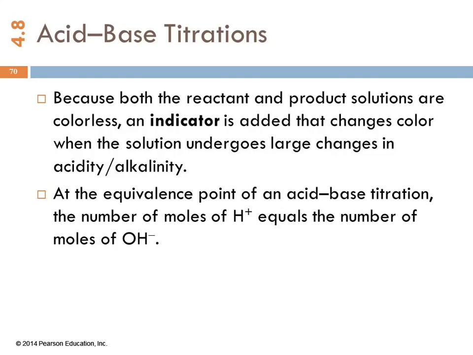So how do you know when you get to the end point? Well, in acid-base titration, you've got most likely your reactant and product solutions are colorless. What we do is we add an indicator. There are a variety of organic dyes that will change color based on whether the environment they're in is acidic or basic. And so we use an indicator, and it will change color when the acidity or alkalinity of the solution changes at that equivalence point.